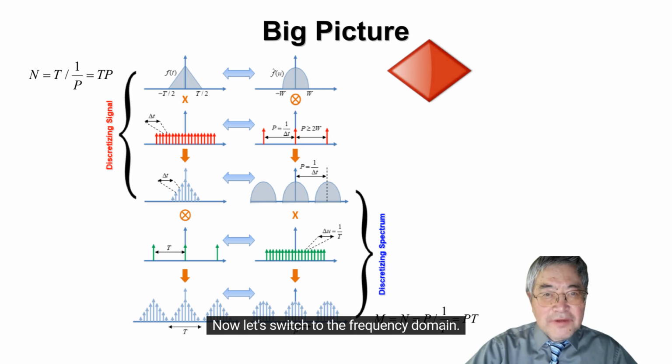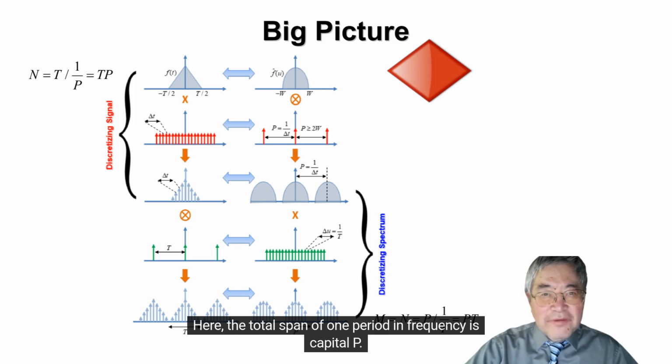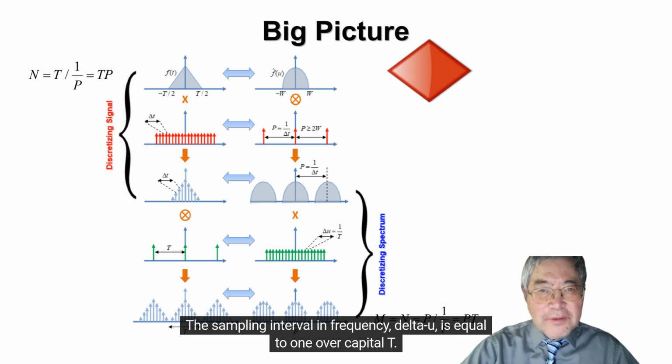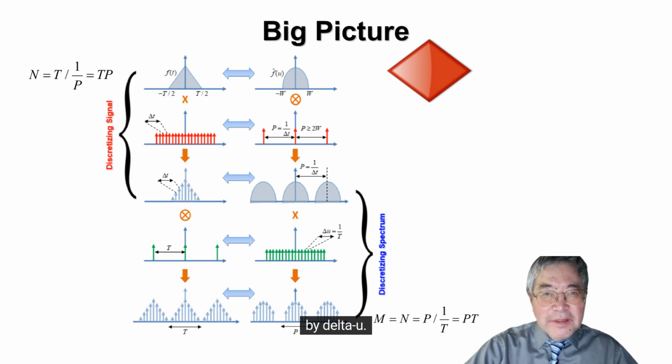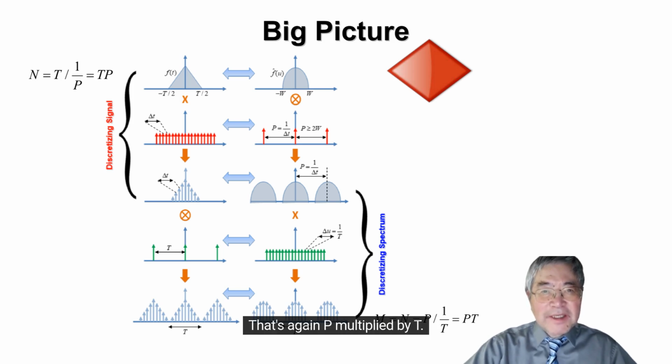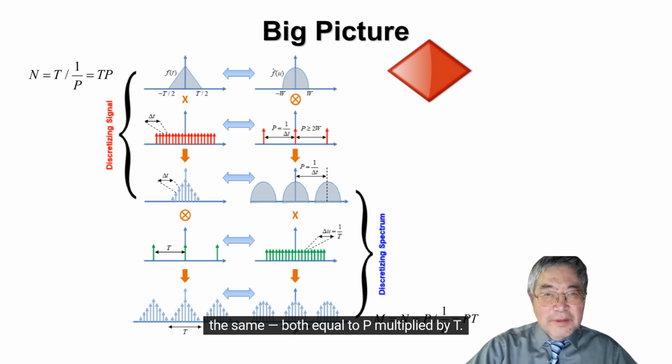Now let's switch to the frequency domain. Here the total span of one period in frequency is capital P. The sampling interval in frequency, delta u, is equal to 1 over capital T. So the total number of samples in frequency over one period, call it m, is the total span P divided by delta u. That's again P multiplied by T. This symmetry is important. The number of data points in the time domain and the number of data points in the frequency domain are the same, both equal to P multiplied by T.